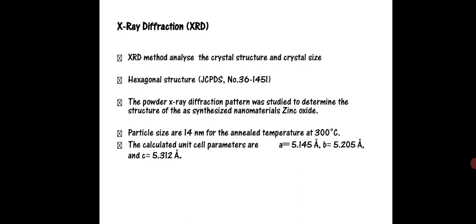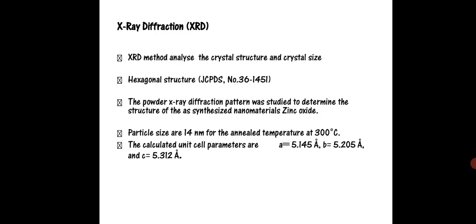X-ray diffraction. The X-ray diffraction, or XRD method, is the standard technique for the powder photography method. The XRD method analyzes the crystal structure and the crystal size. The zinc oxide crystal has a hexagonal structure. The powder X-ray diffraction pattern was studied to determine the structure of the synthesized nanomaterial zinc oxide. The particle size is 14 nanometers for the annealing temperature at 300 degrees C.